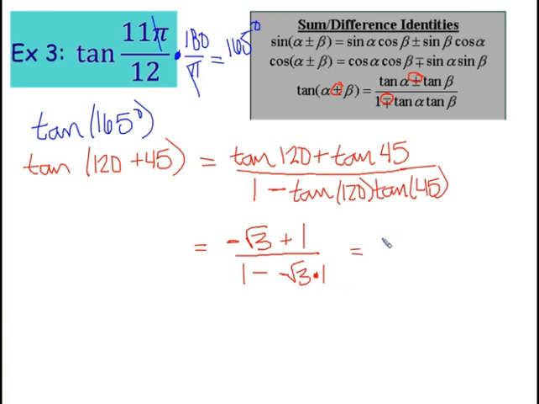Now, let's see what we have here. Up top we have negative square root of 3 plus 1. On the bottom we have 1 minus negative square root of 3, but if we're subtracting a negative, it actually changes to a plus. So we have 1 plus the square root of 3. That's as far as we can go when we simplify it, but notice how we have a square root in the denominator, and we cannot have a square root in the denominator.